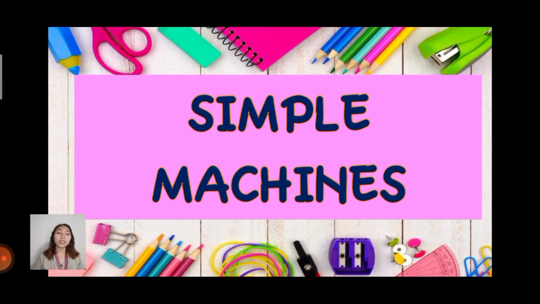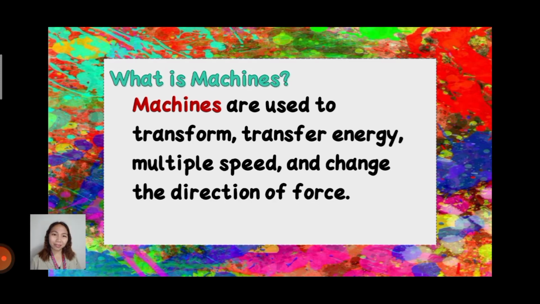So simple machines are simple tools used to make work easier for us. Look around us. Tanawa sa atong palibot. Can you identify these simple machines? For example, nagluto ka, no? Unsay gamit nimo paghiwa? Yes, kutsilyo. Simple machines na. Okay, what is machines? Machines are used to transform or transfer energy, multiply speed, and change the direction of force.